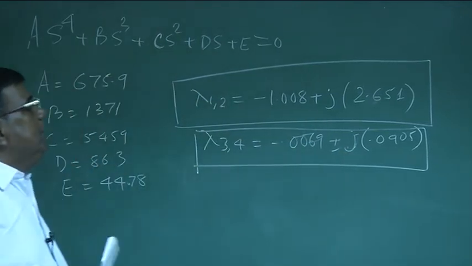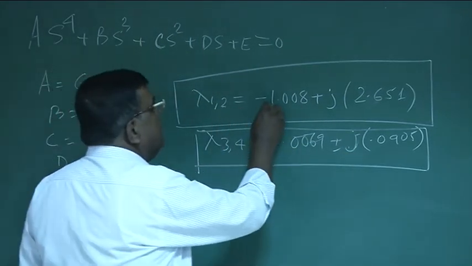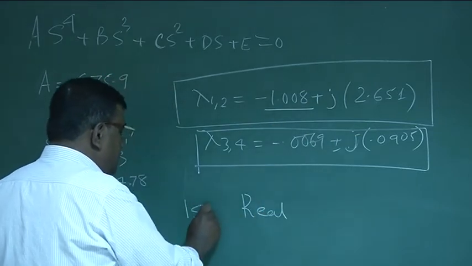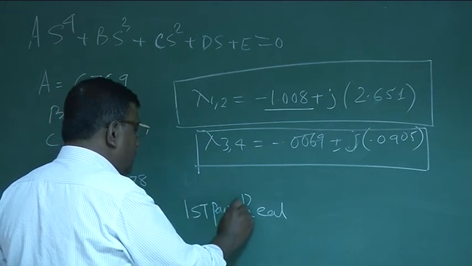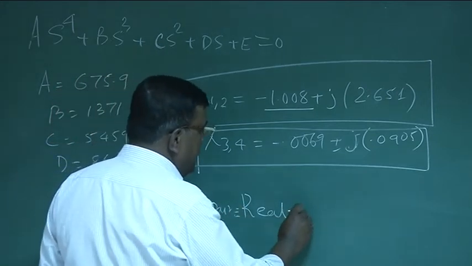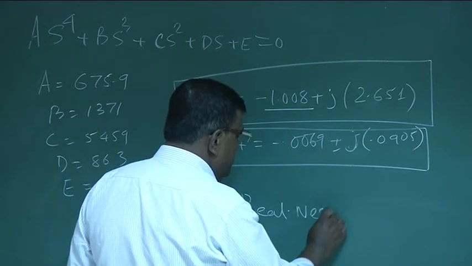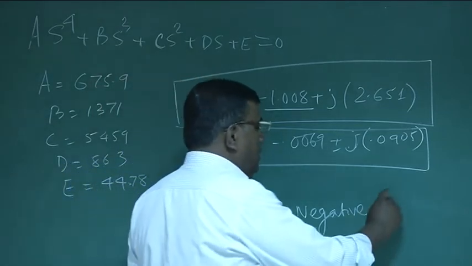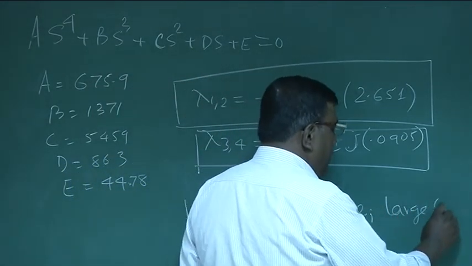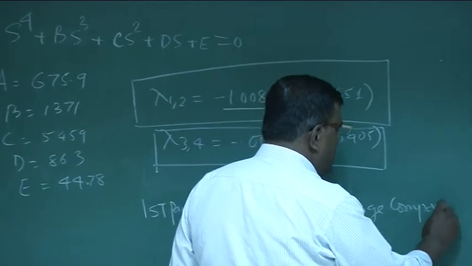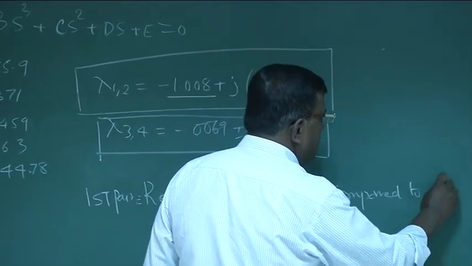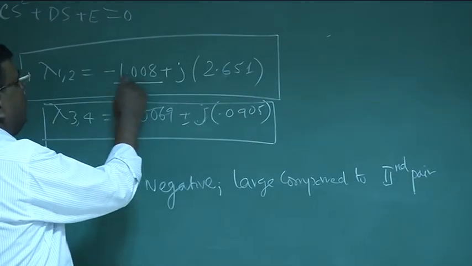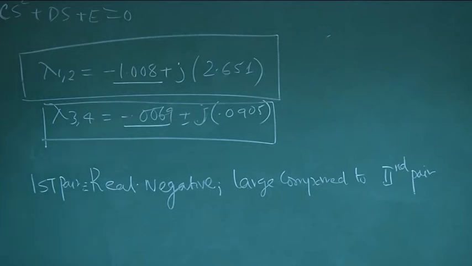But what is the difference, you see? In the first pair, you find this real root. Okay? This typically you will see for most airplanes. In the first pair, this is real, negative. Right? And it's very large compared to the second pair. You could see here it is minus 1.008, here it is minus 0.0069.